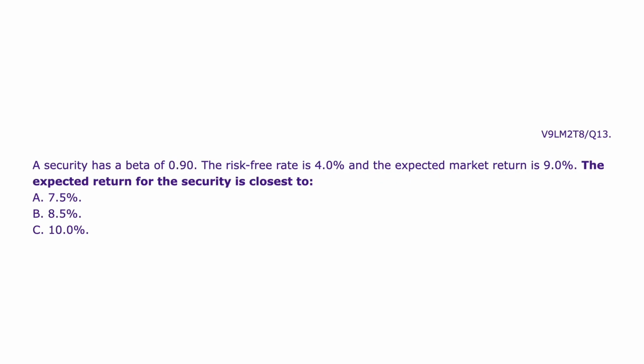A security has a beta of 0.90. The risk-free rate is 4.0%, and the expected market return is 9.0%. The expected return for the security is closest to A. 7.5%, B. 8.5%, C. 10.0%.